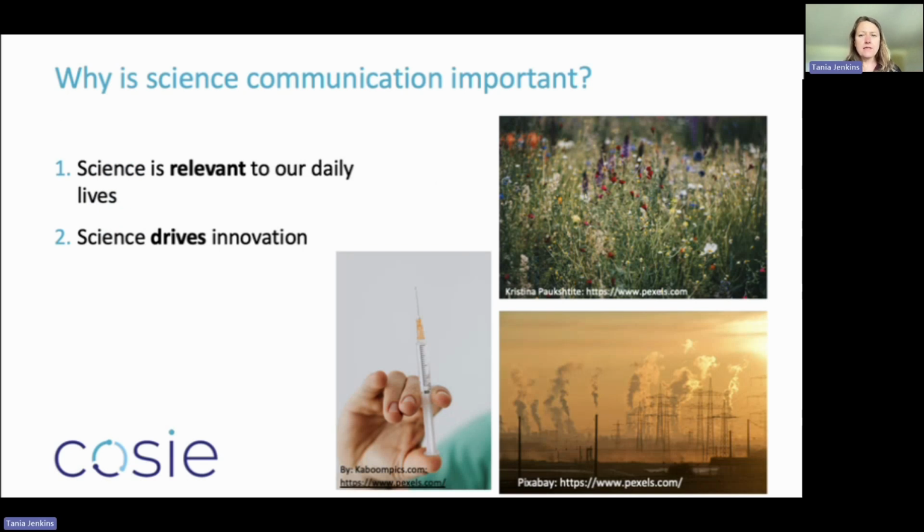So science is relevant to most aspects of our daily lives. It's not just about our knowledge of science, but it's also our attitude towards science that influences our perception of the environment and of the current crises that we are facing, such as the biodiversity crisis, such as the climate crisis. It also can influence important things, such as whether we accept vaccination or not, which have obviously public health consequences.